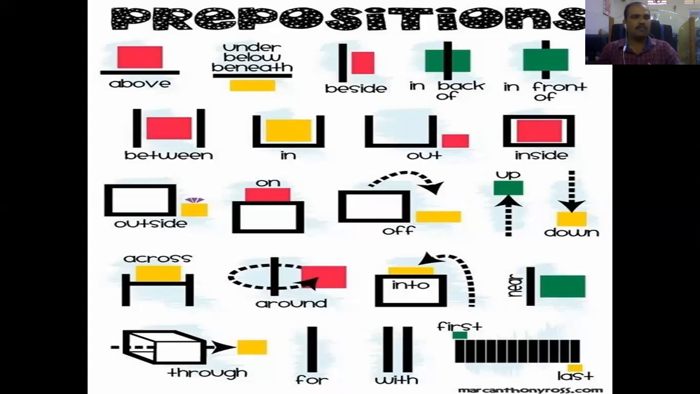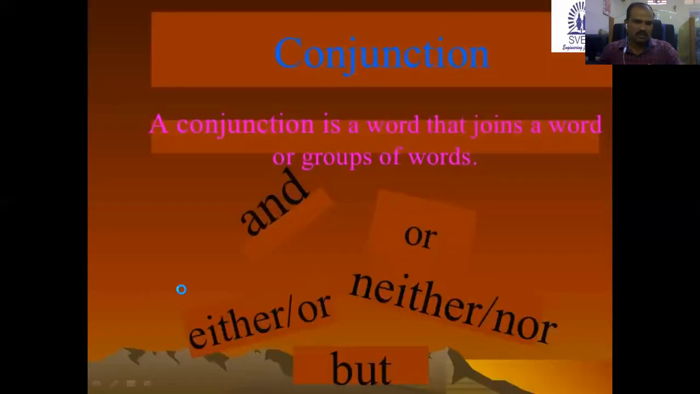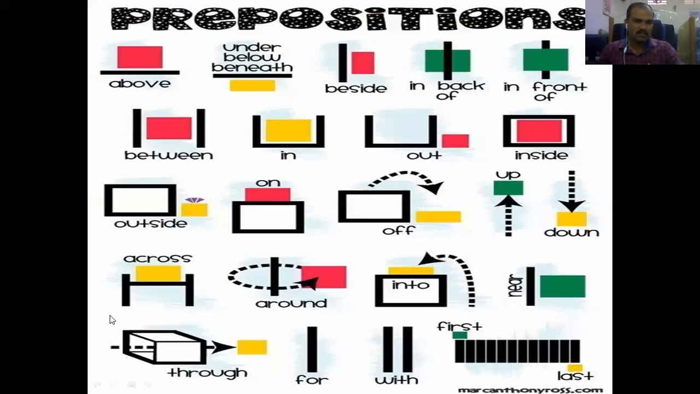Off means near to. Off, वर, down, खाली, across. Next, across, ला cross करून, around. Here around something. Into, as I have told you about into. Next, near, here near. And through, चातून, through च्यामधून किंवा चातून. For, with, and last. These pictures can tell much more than this theory. Try to understand these things. Got it? Is there any doubt, any problem?